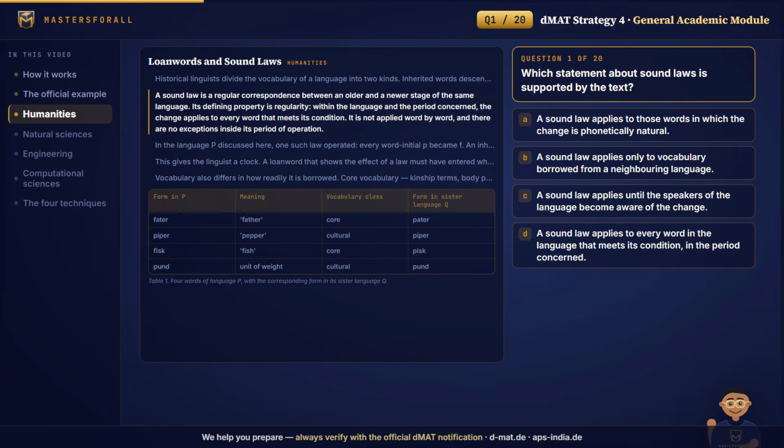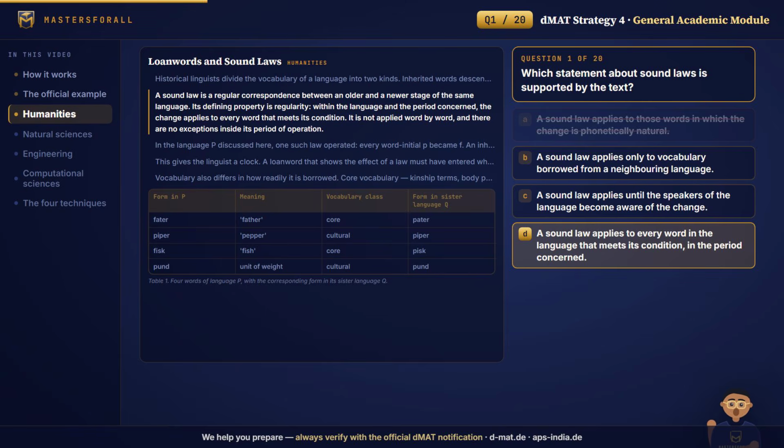Paragraph 2 gave the property in one word, regularity, then said what it means. Every word meeting the condition, no exceptions inside the period. Option D is that sentence in different words. Option D. And look at option A, the trap in its purest form. Phonetically natural. It sounds like something a linguist would say. It appears nowhere on the page. You brought it with you.